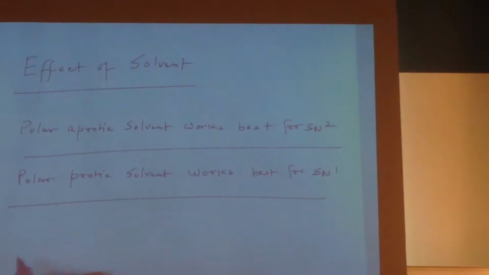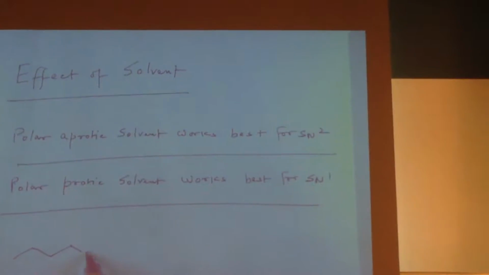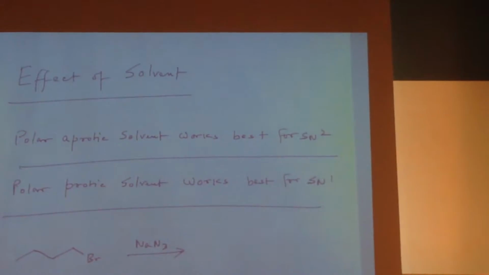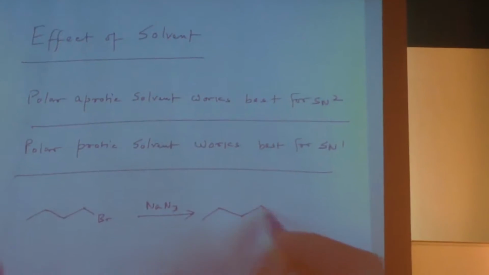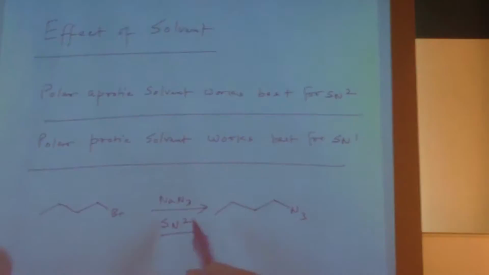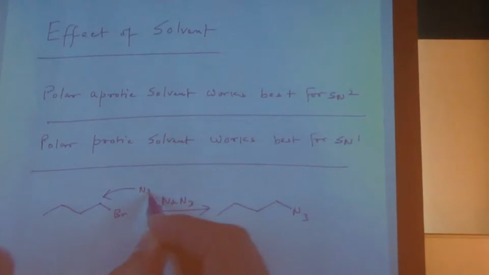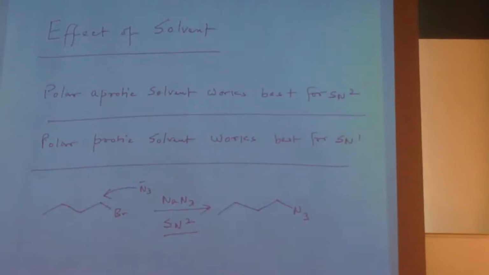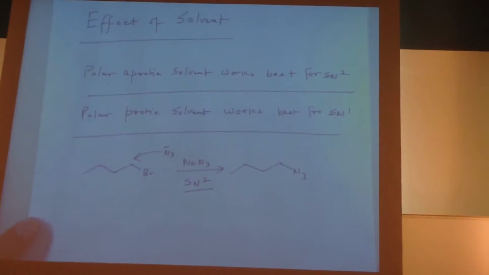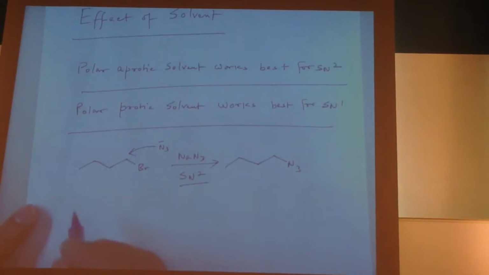Let's look at the reaction between the bromide and sodium azide, NaN3, giving you this product, which is a typical SN2 process. The N3 minus attacks this primary carbon and displaces the bromine in one step. In this particular reaction, what we see is that if you use water and methanol, it goes extremely slowly.